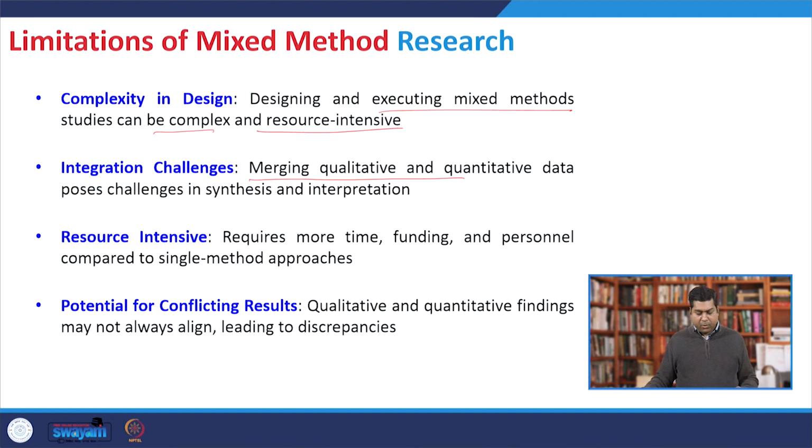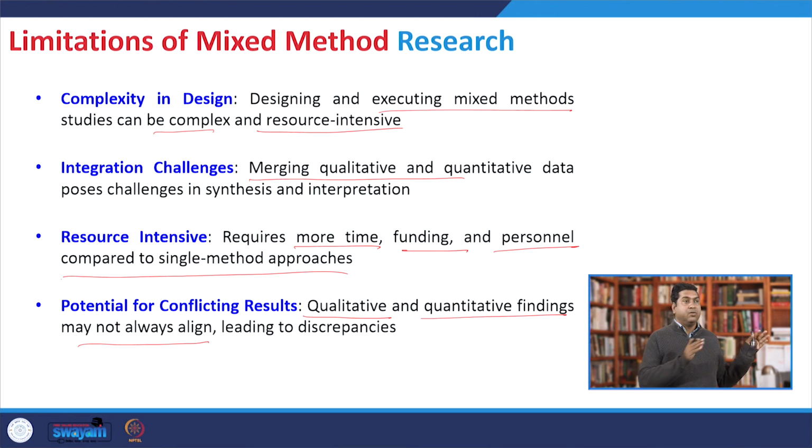Resource intensive: it already requires more time, more funding, and personnel compared to a single method, because you are taking two methods, and that is for only one particular phenomenon that you are going to study. Potential for conflicting results: qualitative and quantitative findings may not always align, and that is why I am saying that for one particular object, if you get diverse results, then the question is which one is true. So, sometimes it is a problem, leading to discrepancy.